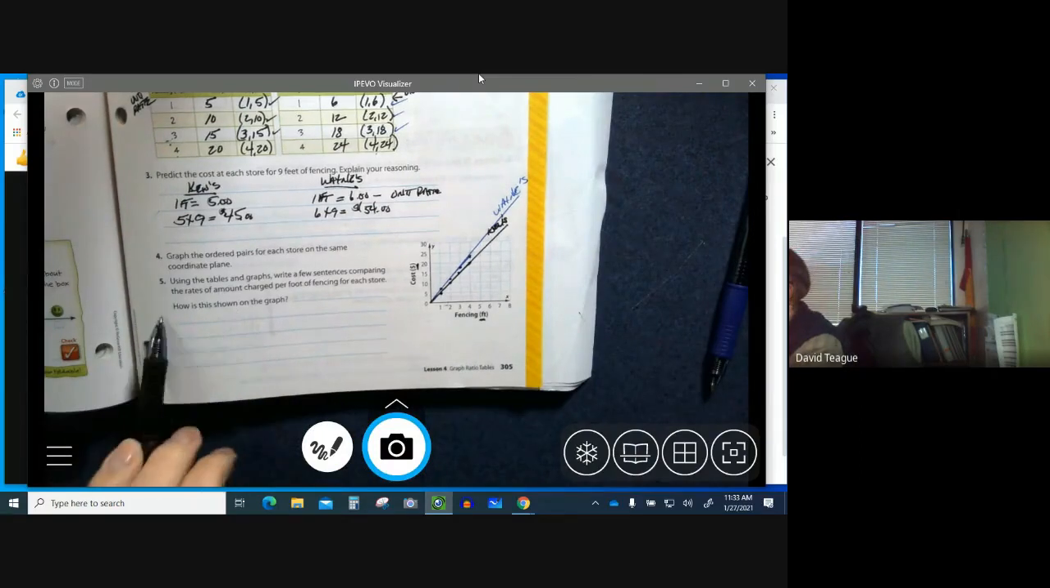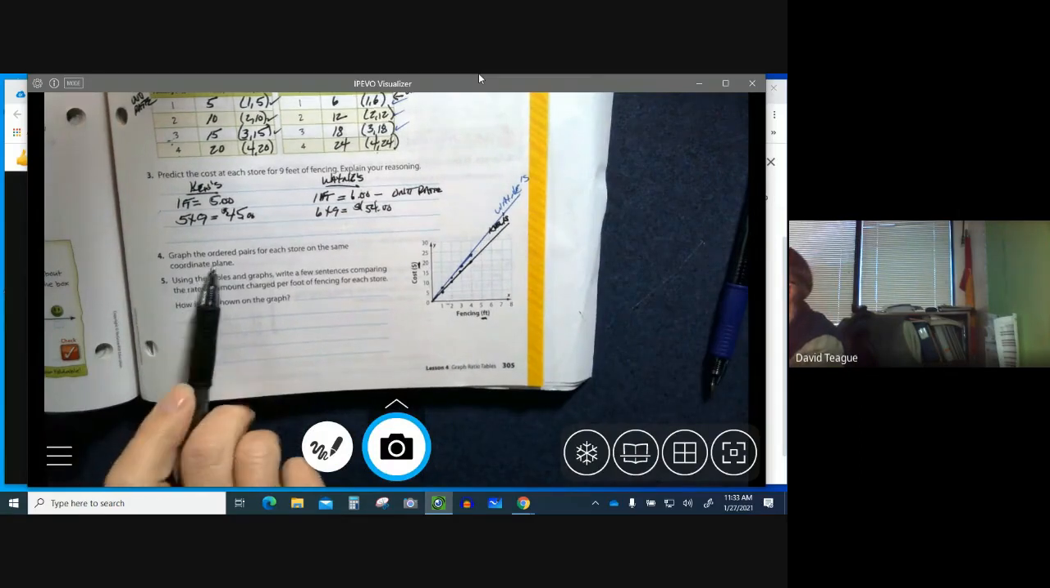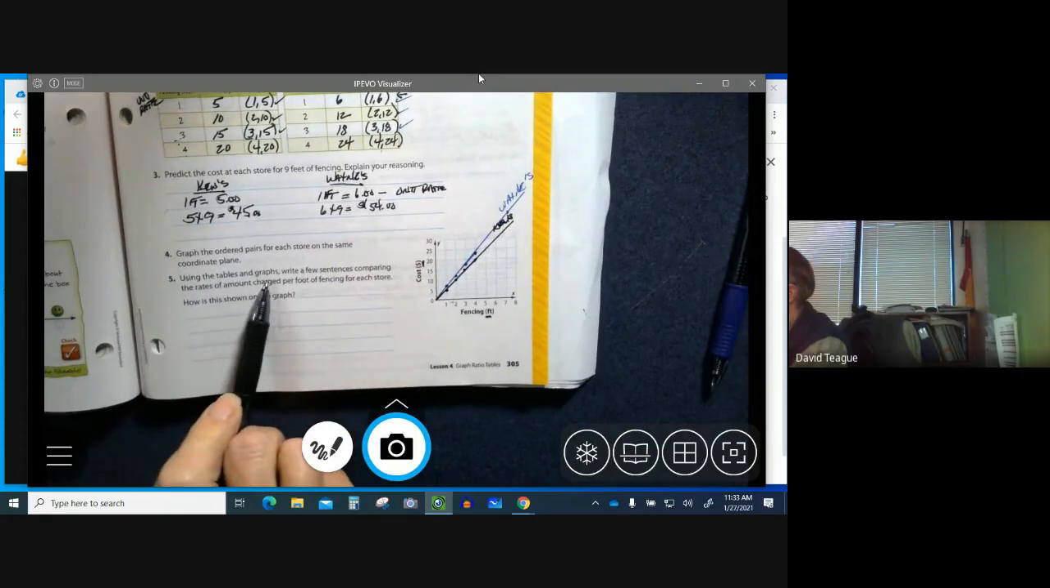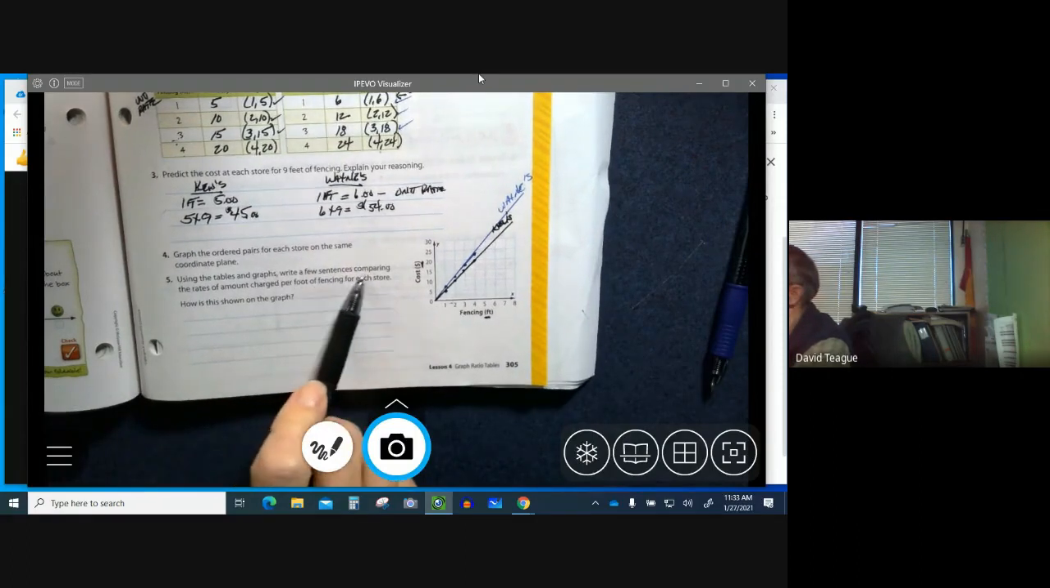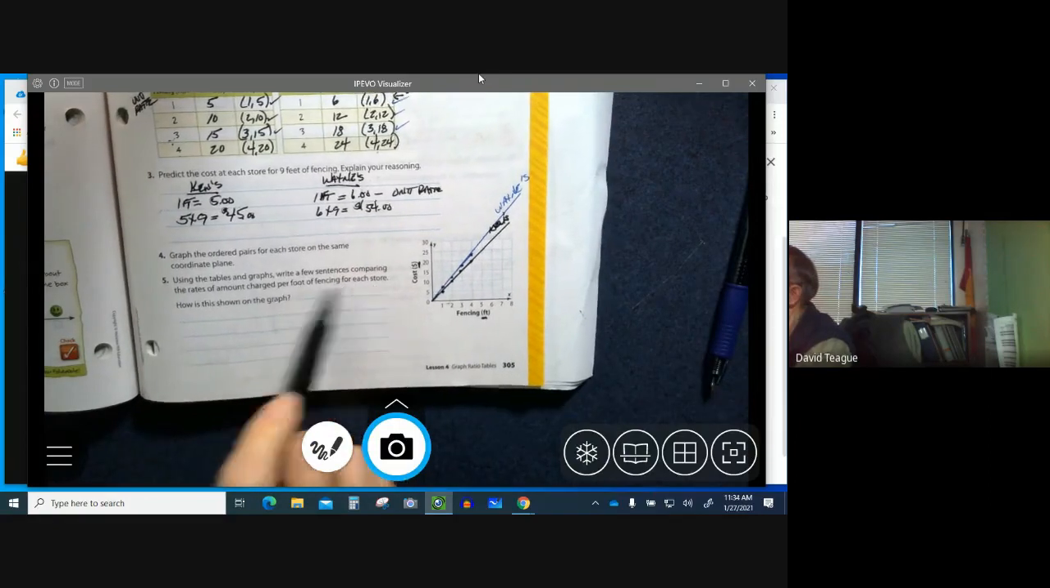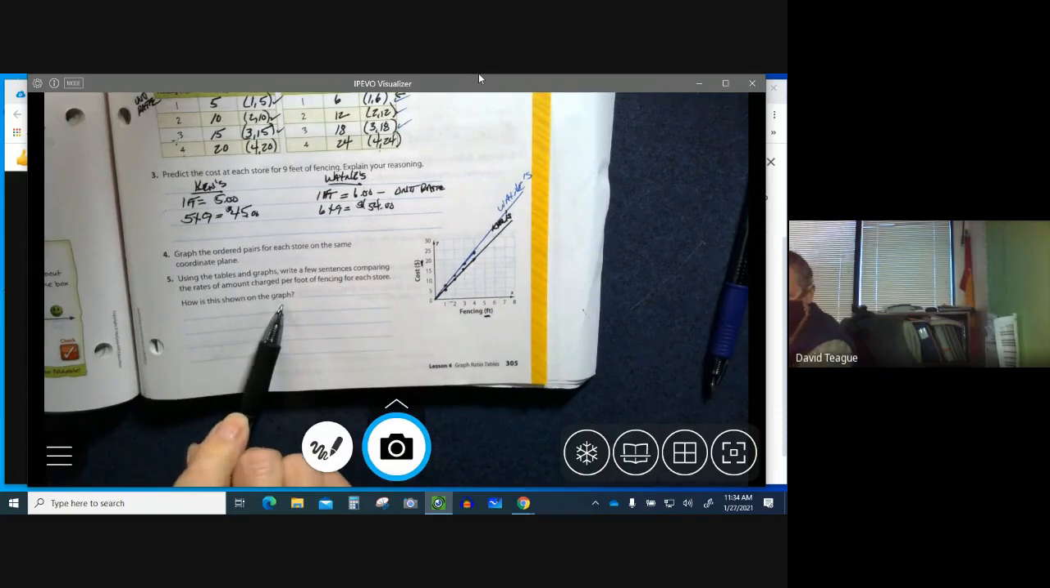So then it also says graph the ordered pairs for each store on the same coordinate plane. We did that. Using tables and graphs, write a few sentences comparing the rates of amount charged per foot of fencing for each store. How is this shown on the graph?